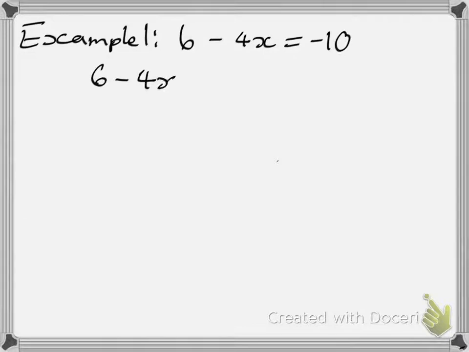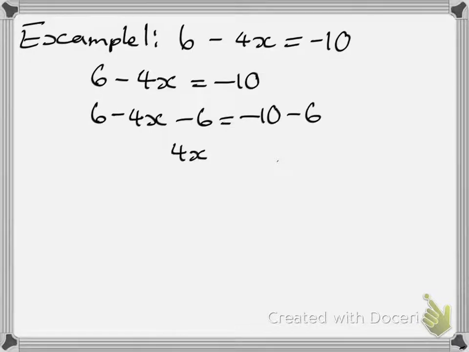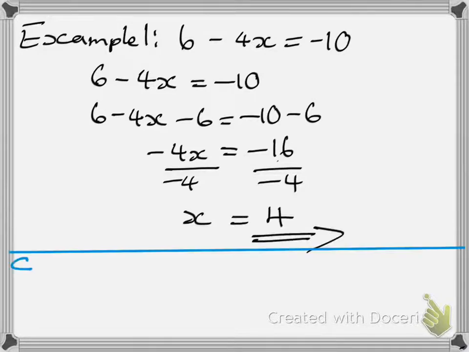Let's say you are given example number 1 where they say solve for x, where you are given 6 minus 4x plus negative 10. So we subtract 6 from both sides, we remain with 4x minus 16, divide both sides by negative 4, you get your x is equals to 4.